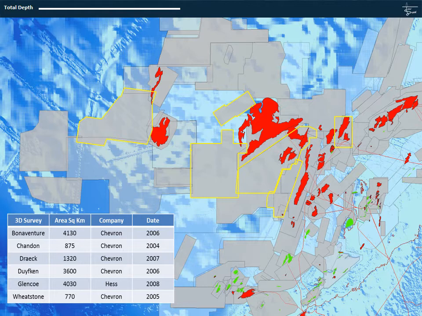Most of these datasets were acquired by Chevron, one of them by Hess, and also in the map we can see the outlines of the oil fields in green and the outlines of the gas fields in red. This area in here is the greater Gorgon area, and Chevron reports about 40 TCF in this area and about 60 years of production life.